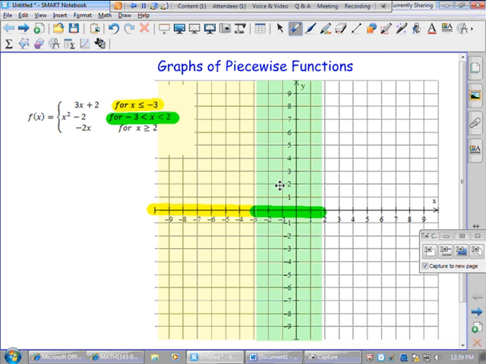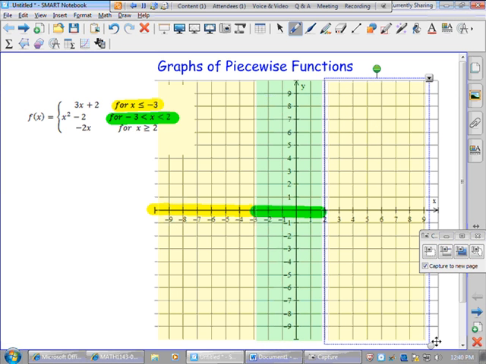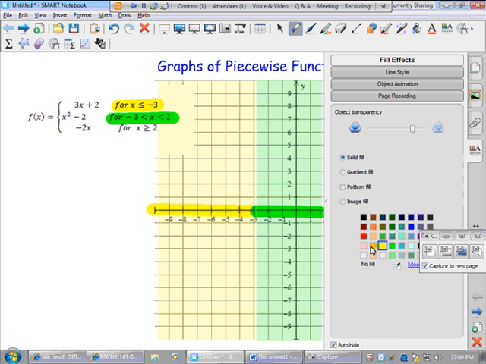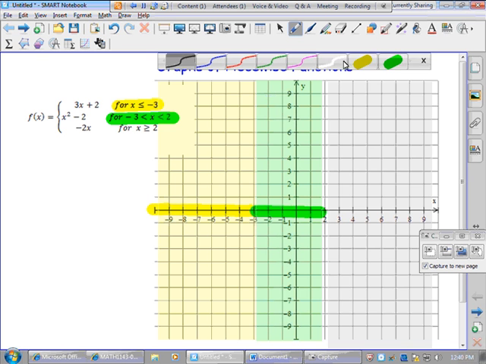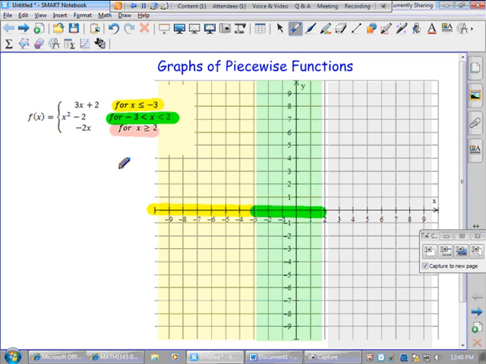And then we have one more region, and that's for all our x values greater than 2. Well, let's just look at the yellow region for a second. For all the x values less than -3, the equation is y equals 3x plus 2.